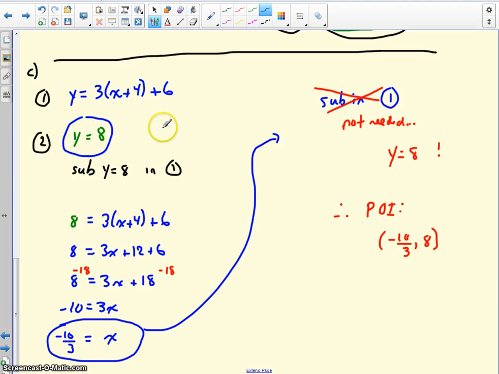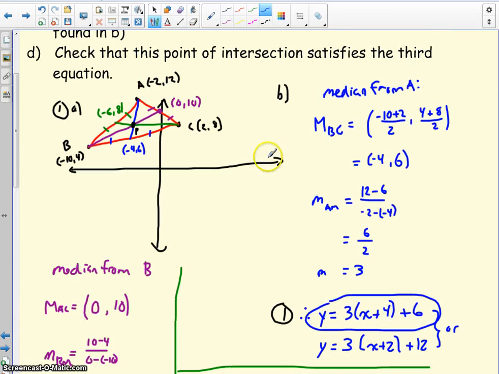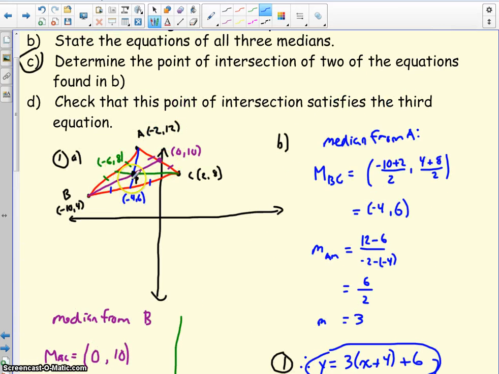So it doesn't matter what I put into that equation, if I'm putting in the right x value into here, it's just going to give me y equals 8 anyways, and I already have that from one of my equations. So to save yourself some time here, don't bother going through that step. We already know y equals 8. So that gives me my POI here at negative 10 over 3, 8. And again, just looking at what I was solving for, this was the median from C and the median from A, and I'm just seeing that they intersect there at the point negative 10 over 3, 8.